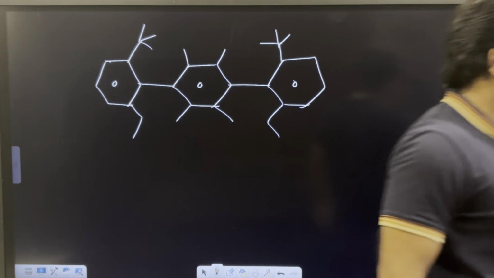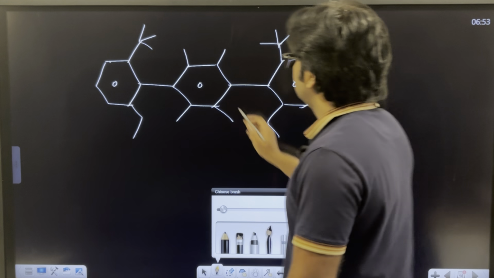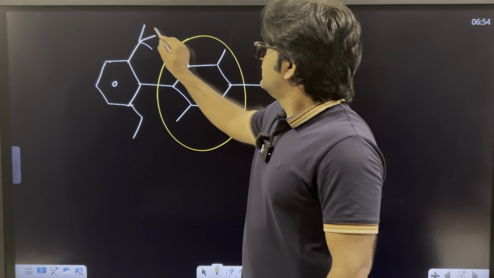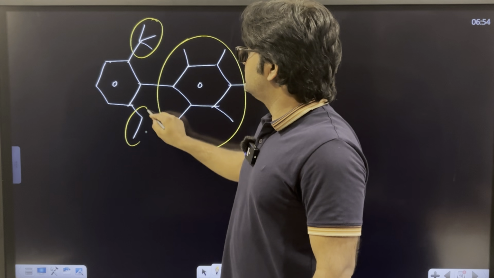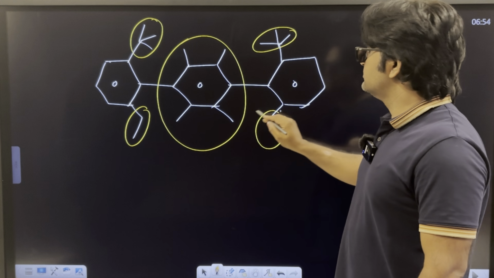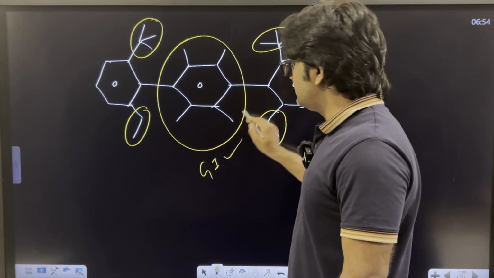This is the odd system. So whenever odd biphenyls are given, remember this point: you completely forget about that middle ring system. We don't want anything about the middle ring system. Just look at the left side and right side. Here, tertiary butyl group and ethyl, same or different? They are different. So this molecule can show geometrical isomerism.